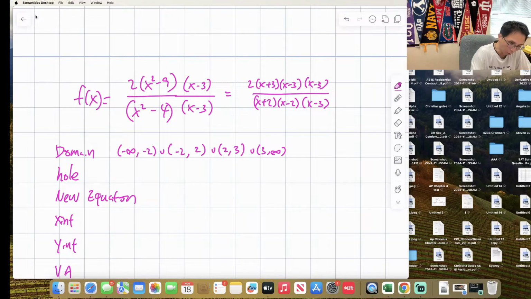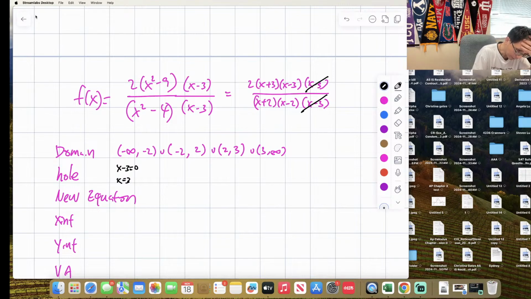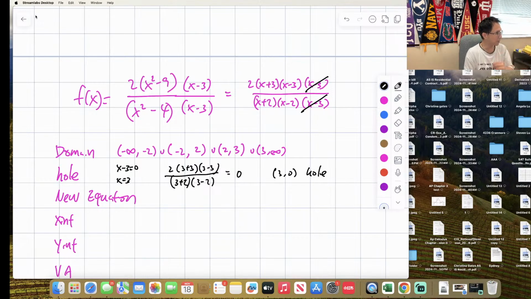Okay. Hole. Well, we're going to cancel one of the x minus 3 factors. So it'll be x minus 3 equal to 0, x equal to 3. I'm going to plug 3 into the equation. It'll be 2 times 3 plus 3 times 3 minus 3 over 3 plus 2, 3 minus 2. What's it equal to? 0, because 3 minus 3 on the top is automatically 0. So (3, 0) is the hole. Does that make sense?